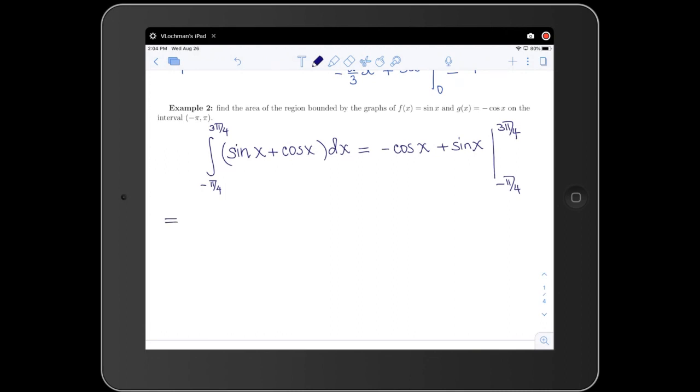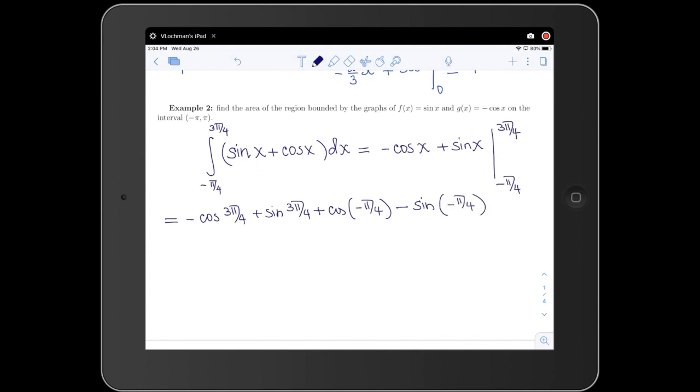And we need to evaluate this from negative pi over 4 to 3 pi over 4. So we're going to carefully evaluate this. Negative cosine of 3 pi over 4 plus sine of 3 pi over 4 minus, so that's plus, cosine of negative pi over 4 minus sine of negative pi over 4.